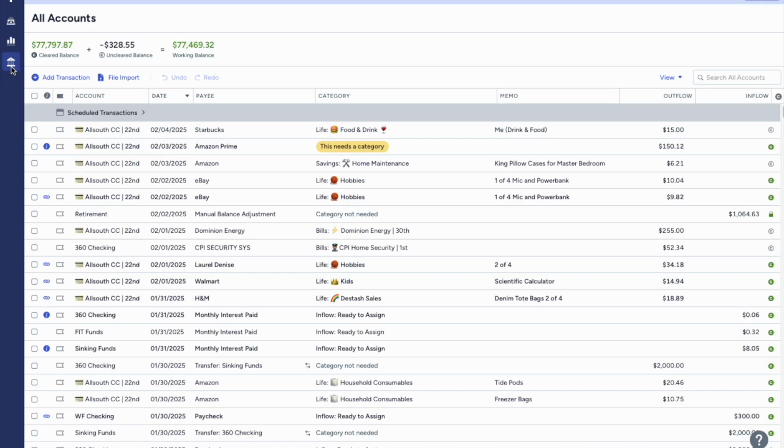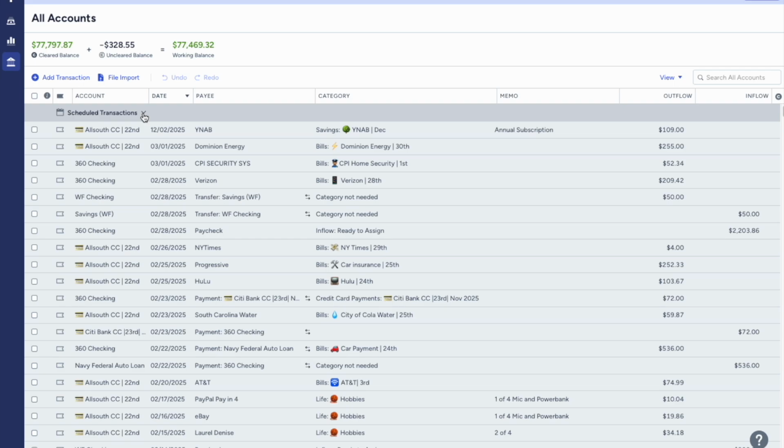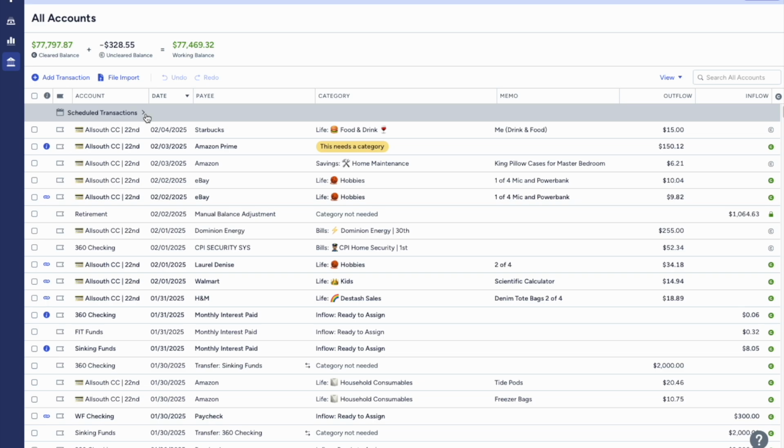So here we have all of my accounts and lots of transactions. We've got scheduled transactions, which are hidden here. In YNAB, I do set up my monthly bills as recurring transactions if I can, so that I don't have to think about it and they'll appear in the app for me to approve when that bill is due.